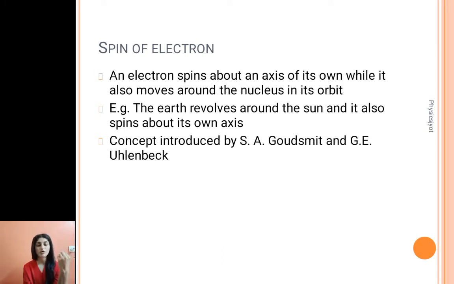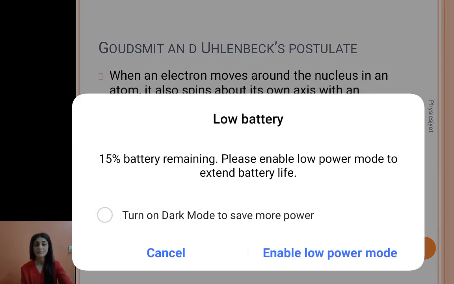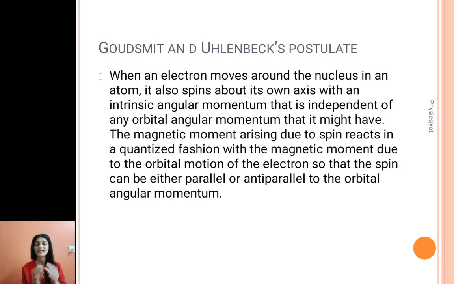This concept of electron spin was introduced by Goudsmit and Uhlenbeck. Now, what is the Goudsmit and Uhlenbeck postulate? When an electron moves around the nucleus in an atom, it also spins about its own axis with an intrinsic angular momentum that is independent of any orbital angular momentum that it might have. We know that the orbital angular momentum value changes when the value of the orbital quantum number changes, but the angular momentum due to the spin motion doesn't change, it remains constant. That is why the name intrinsic angular momentum is given.